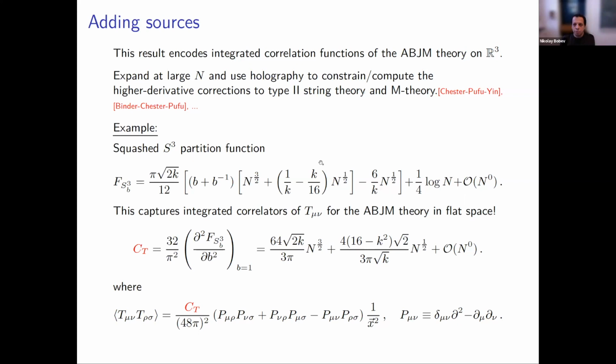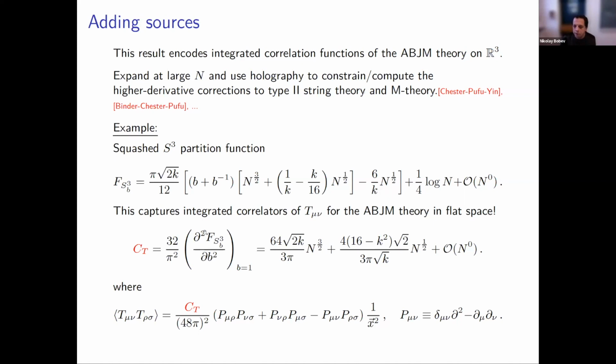So for a 3D CFT in flat space, this is kind of a review, the 2-point function of the energy momentum tensor is completely fixed by conformal invariance up to one unfixed number, the coefficient in front, which is usually called C_T. And this coefficient is in general very hard to compute in interacting quantum field theory.